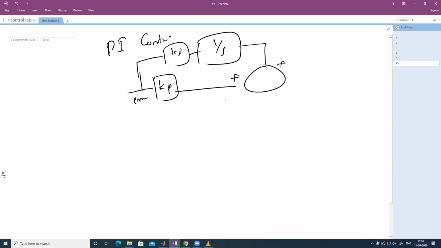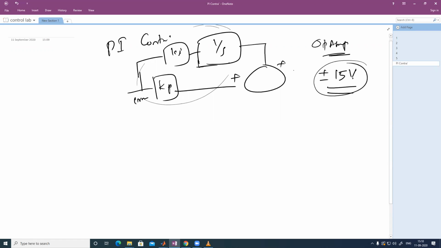Plus and plus. So here you are using an op-amp circuit. This integrator is implemented using an op-amp circuit only. The op-amp has a maximum voltage limit of plus or minus 15 volt. If it is integrating beyond that, it is not a good practice. Its simulation will run a long time, so you have to stop the simulation.